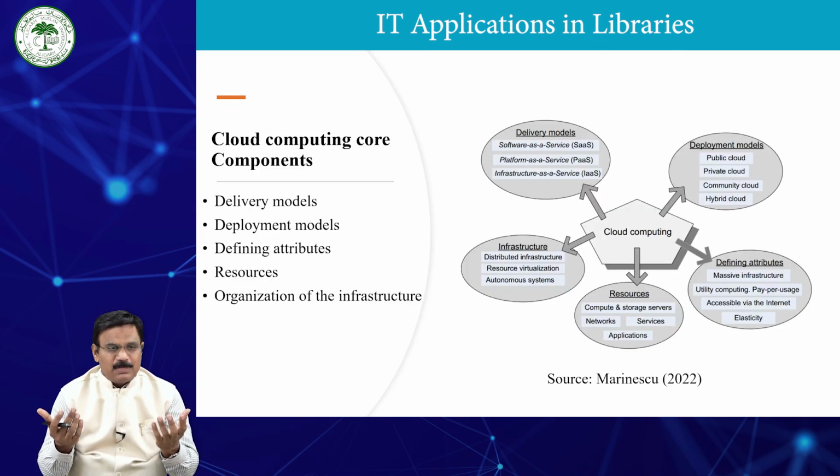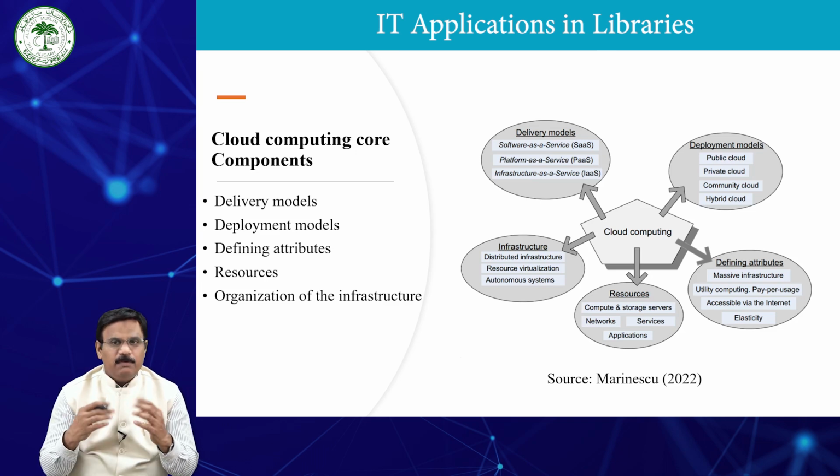Let us discuss what the cloud computing core components are. There are 5 components: delivery models, deployment models, defining attributes, resources, and organization of the infrastructure. In delivery models, we will find 3 components. One is software as a service, that is SaaS. Software applications are delivered over the internet, managed by a third party provider. Users access the software via web browsers without managing the infrastructure. That is SaaS.